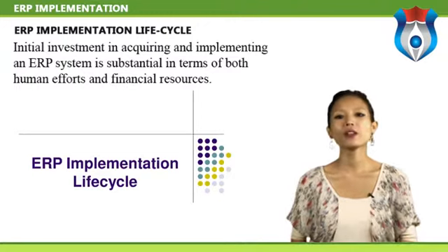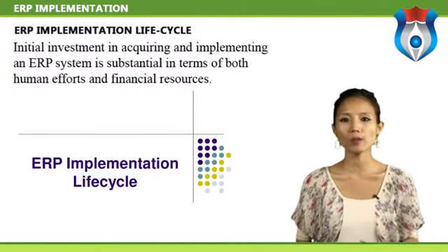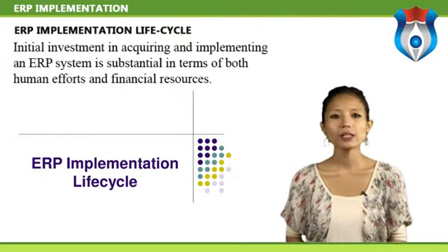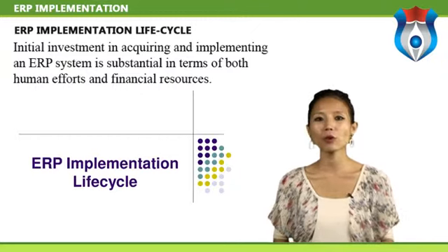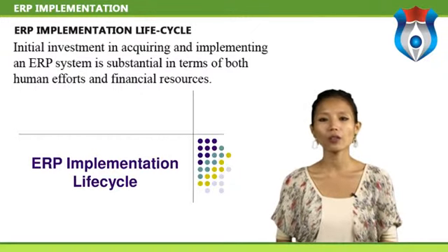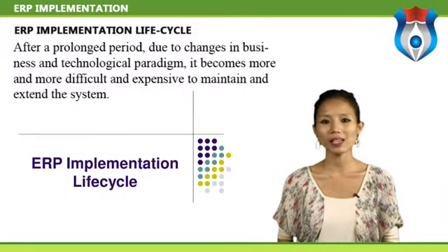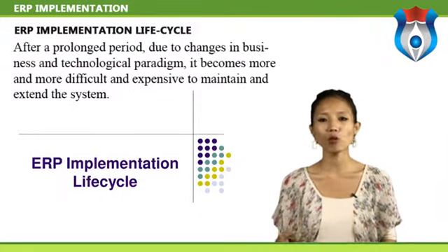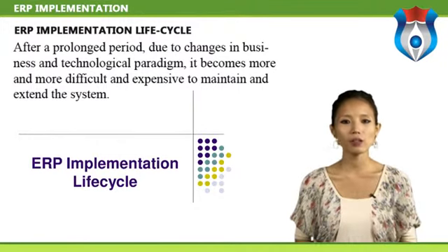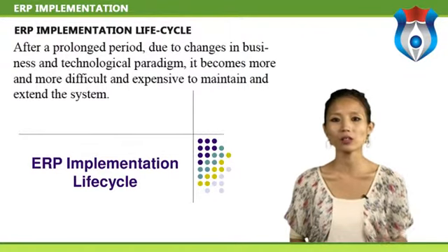Initial investment in acquiring and implementing an ERP system is substantial in terms of both human effort and financial resources. After successful implementation, the system goes to maintenance mode and organizations start getting value out of the investment. After a prolonged period, due to changes in business and technological paradigm, it becomes more and more difficult and expensive to maintain and extend the system. The process of re-implementation and the beginning of a new cycle starts.